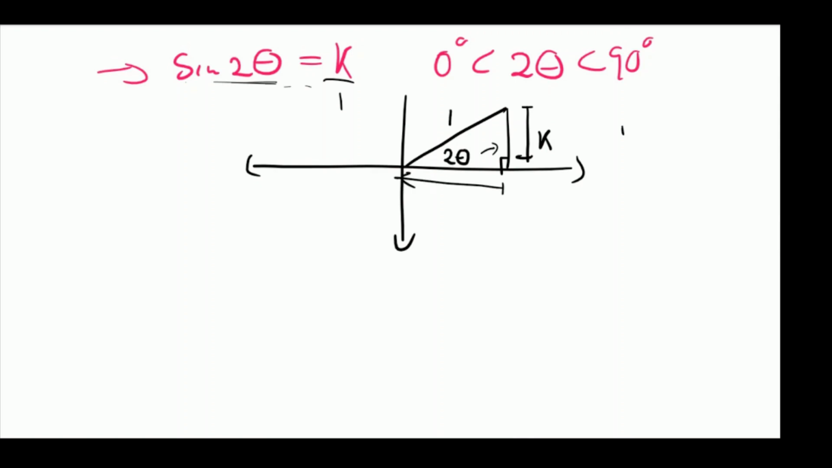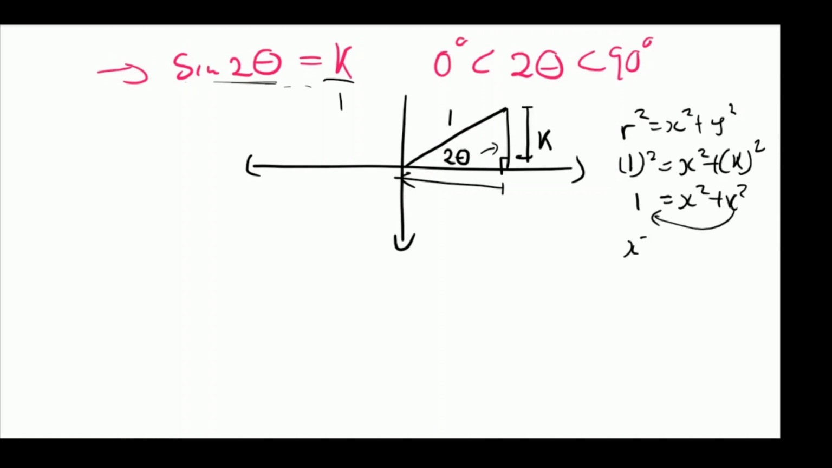To find that side, you're going to say r squared is equal to x squared plus y squared. Our r is 1, so it's going to be 1 squared equals our x, which we don't know, plus our y, which is k, squared. So it's going to be 1 equals x squared plus k squared. Transpose the k squared to the other side: x squared is equal to 1 minus k squared. Then you put your square roots. So x is equal to the root of 1 minus k squared, right?